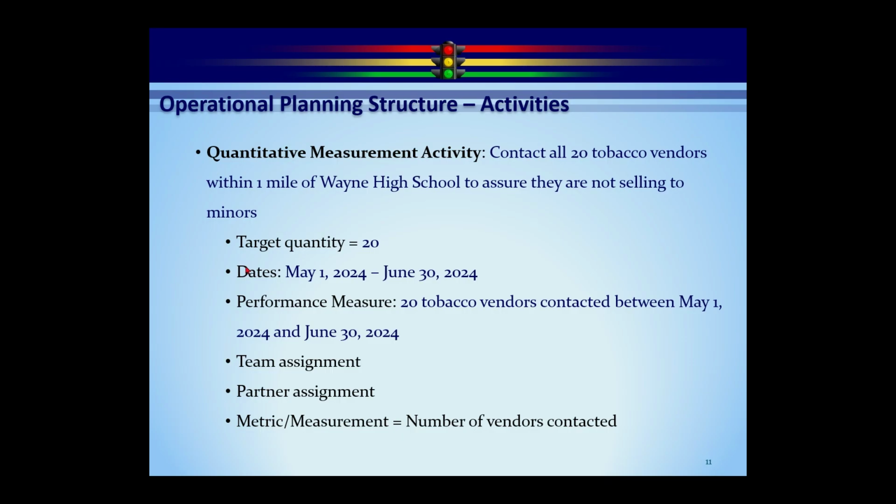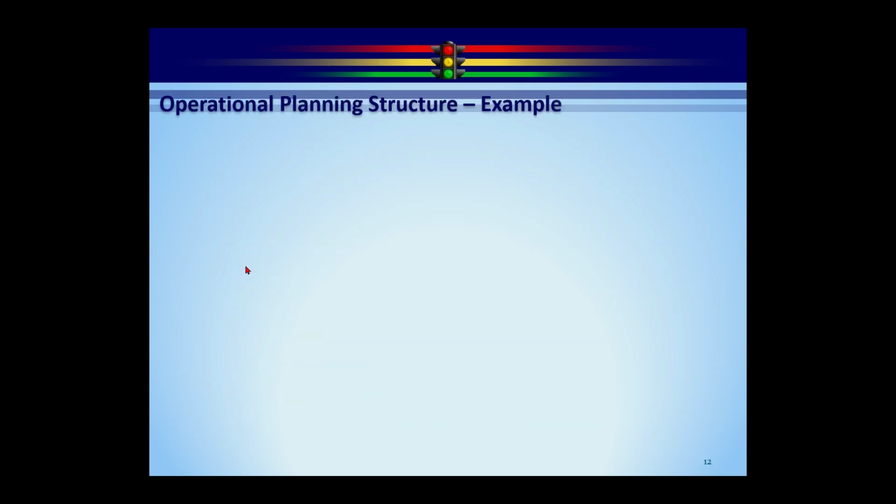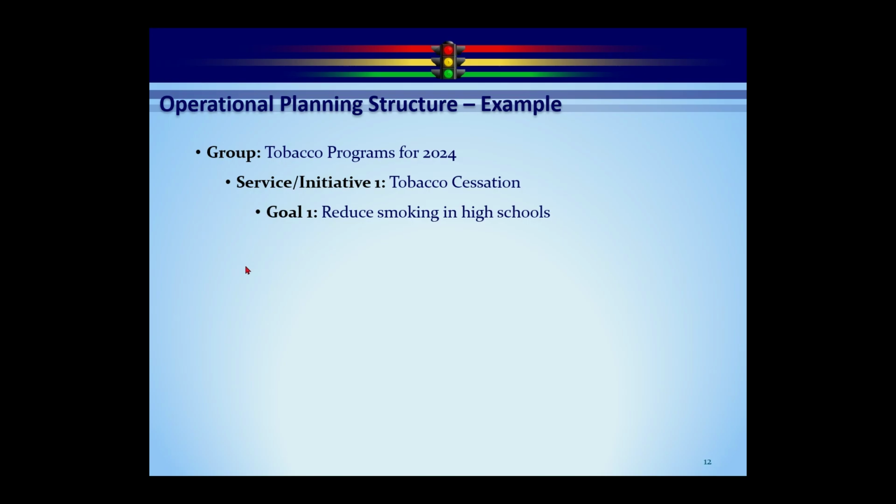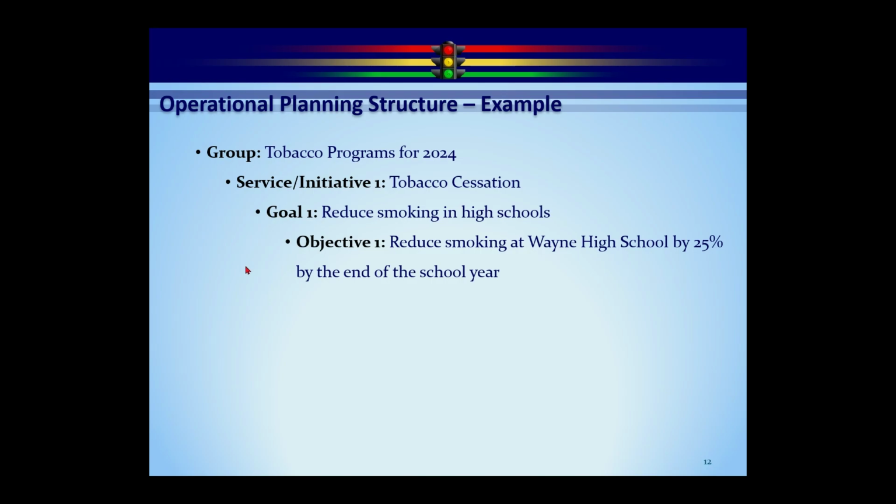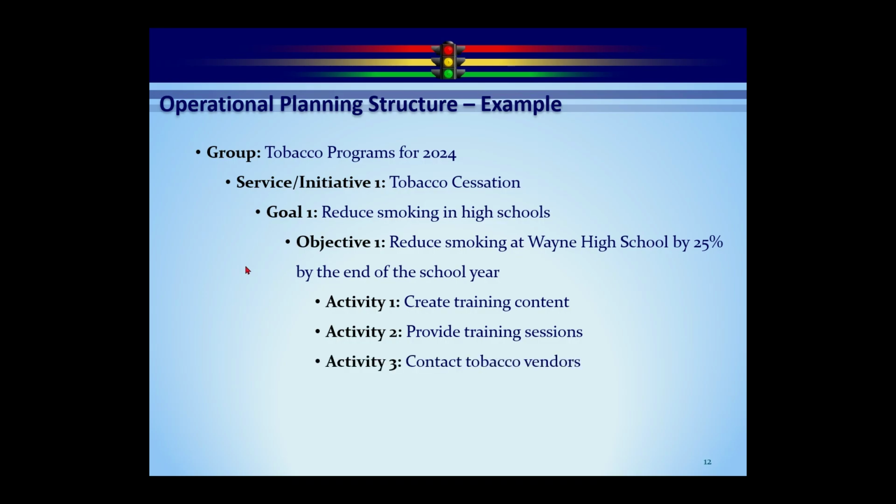Now I'm going to show you this same plan that we just went through in kind of a bullet form here. So our group was tobacco programs for 2024. The initiative we're working on was tobacco cessation. Underneath that, we had one of the goals of reduce smoking in high schools. Under that goal, we had a SMART objective of reduce smoking at Wayne High School by 25% by the end of the school year. And then we have the activities. We're going to create the training content, we're going to provide training sessions, and we're going to contact the tobacco vendors. So this is just a single segment of the plan.